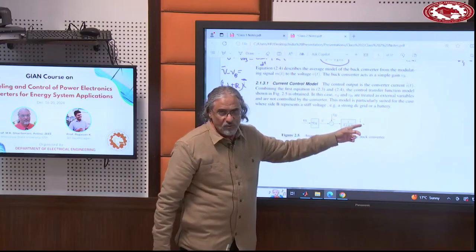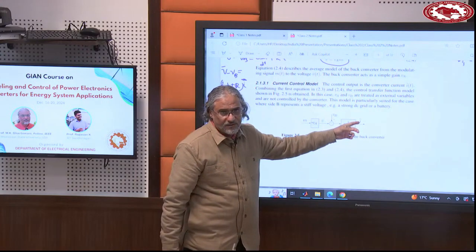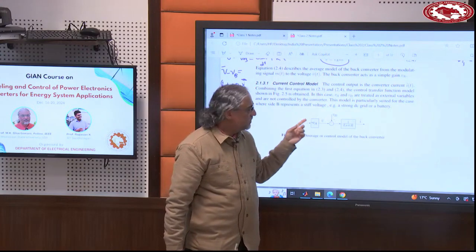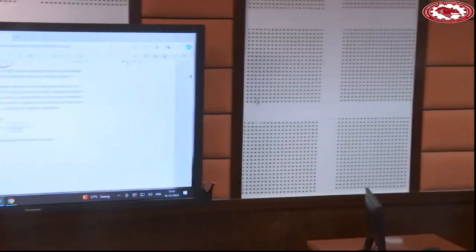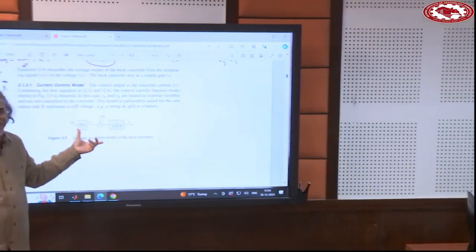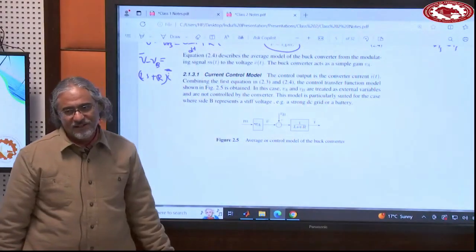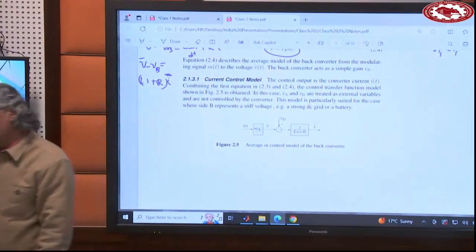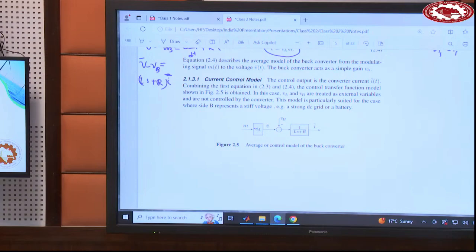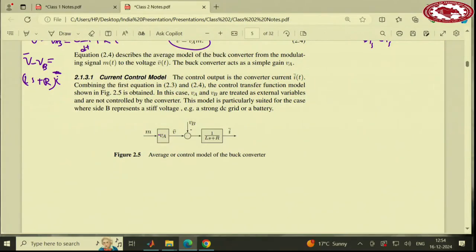In other words, if you want to control the current of the converter using the PWM modulation index, this is a good model. So it is called the current control model, if you want to control the current using PWM. Sometimes you want to control something else. I'm going to discuss that. But if you want to control the current, it's the current control model.